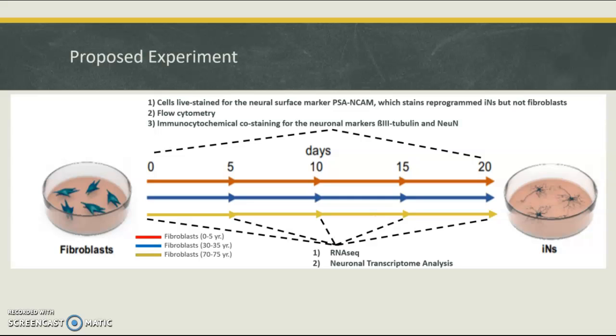Then, at the first day and at 20 days, I want cells live stained for neuronal markers PSA and CAM, which specifically stains reprogram induced neurons but not the fibroblasts, and this is to get a visual representation of how many induced neurons were converted. Secondly, I want to do flow cytometry at these days in order to quantify the number of fibroblasts and induced neurons. And lastly, I want an immunocytochemical co-staining for neuronal markers beta-3 tubulin and NEUN.